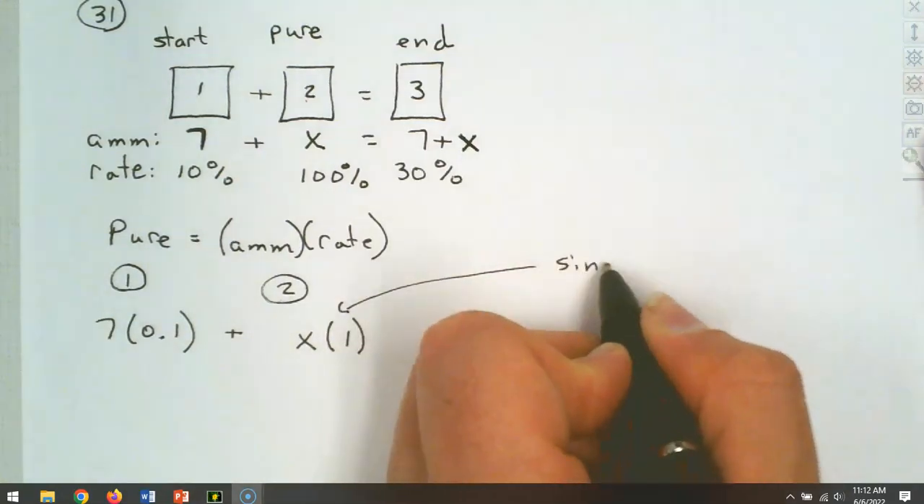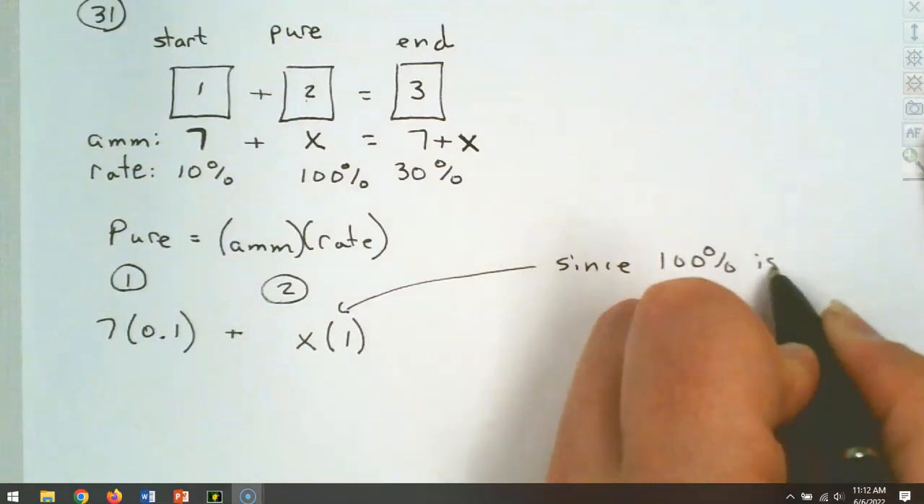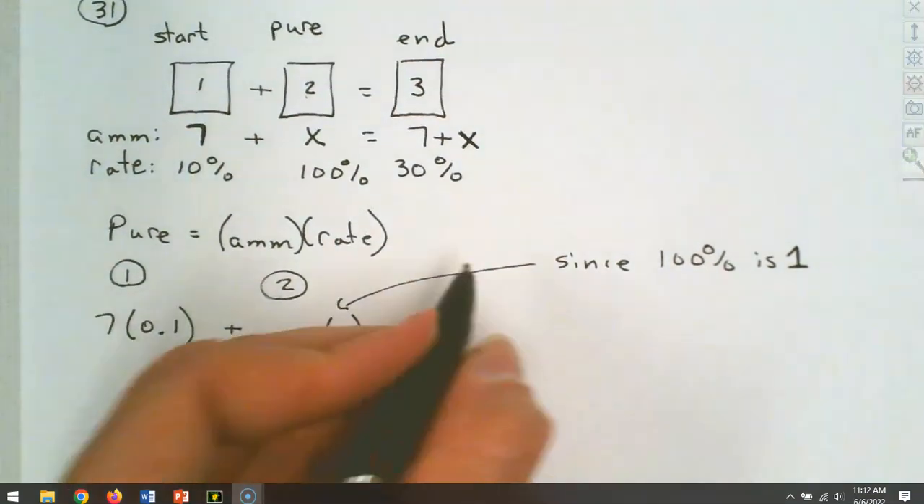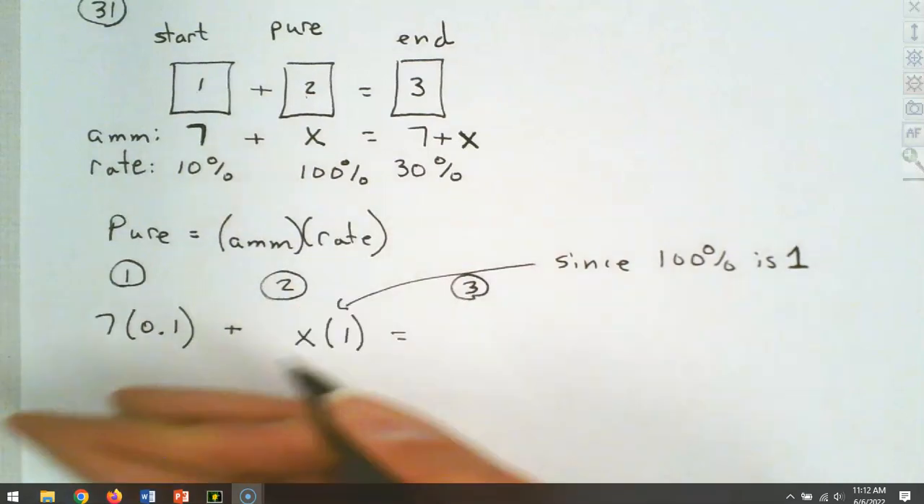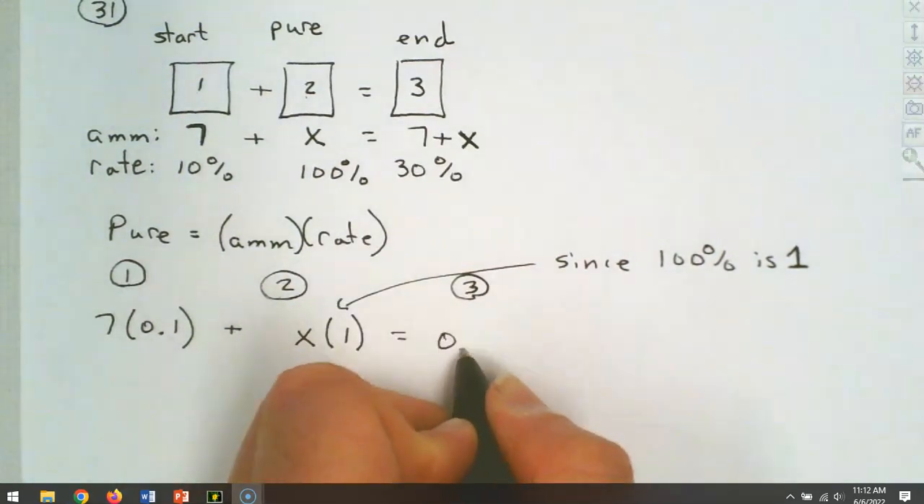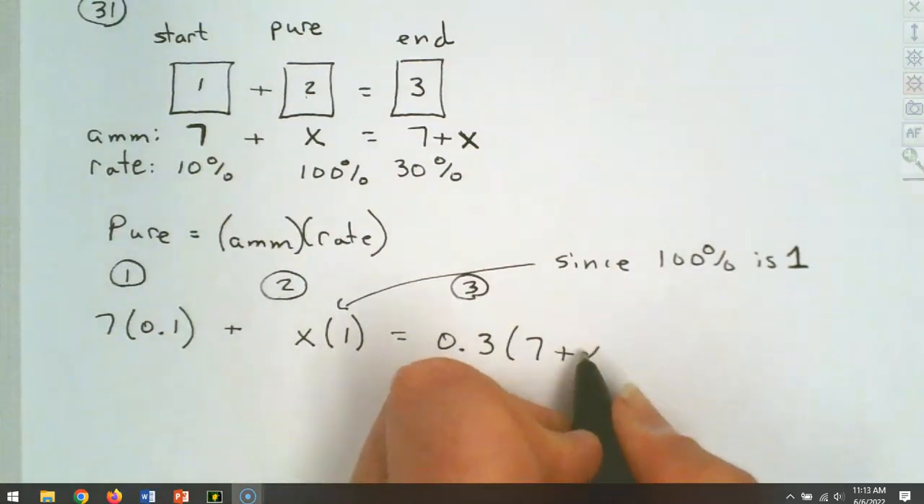And that is since 100% is 1. Okay, just remember that. 100% is 1, so that makes that the 1 there. And 1 plus 2 equals 3, so that's over here. And what's on the right-hand side? Well, that's 0.3. And what's it going to get multiplied by? 7 plus the x there.